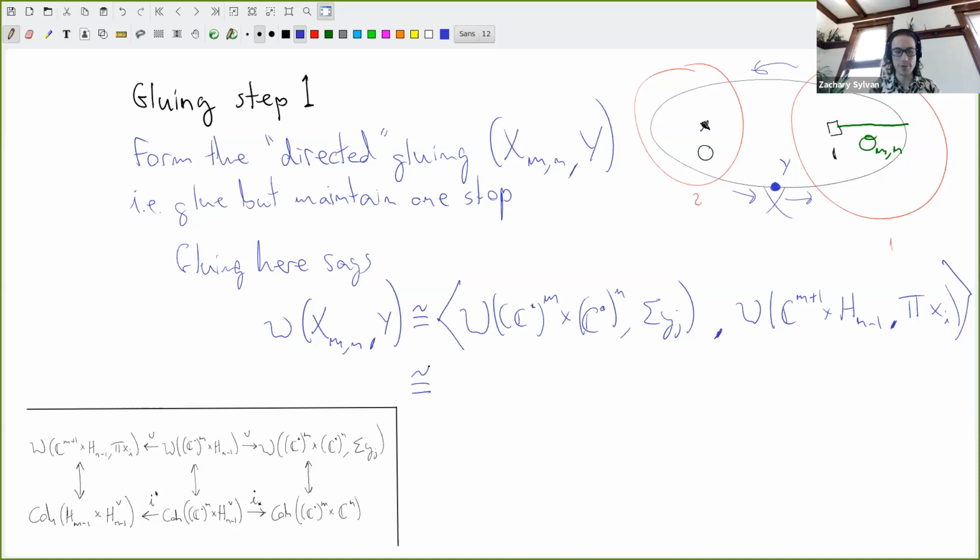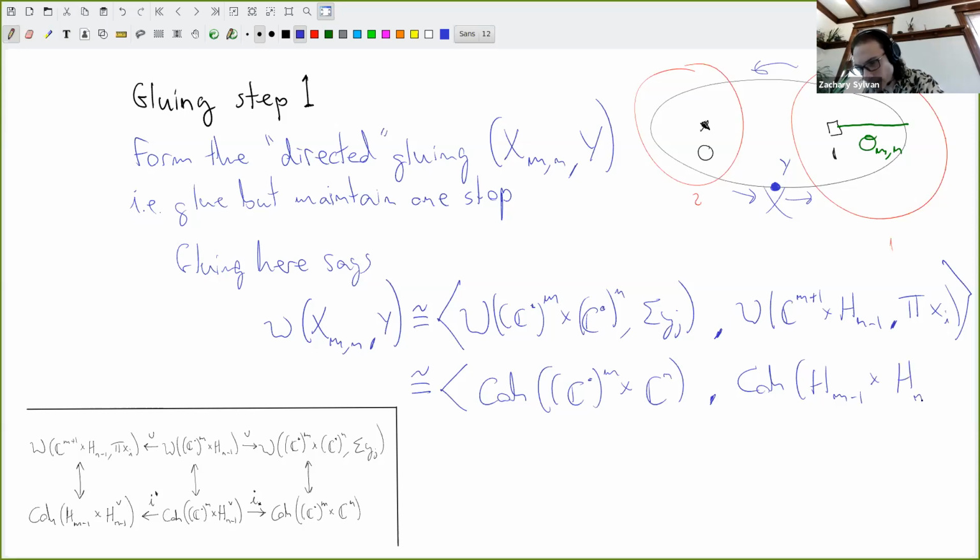All right, now I can apply mirror symmetry. So this is mirror to Coh of C star to the M cross C^n. And then I have Coh of some pair of pants H M minus 1 cross H N minus 1 check, this mirror, this union of the coordinate hyperplanes.